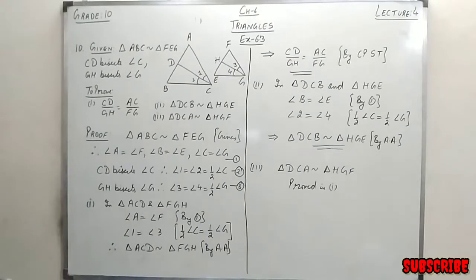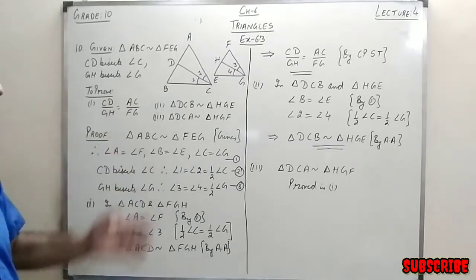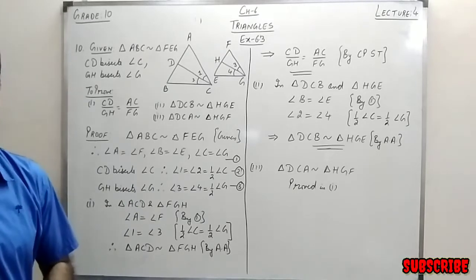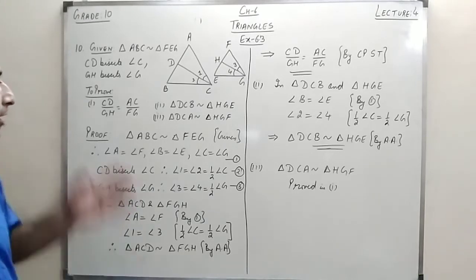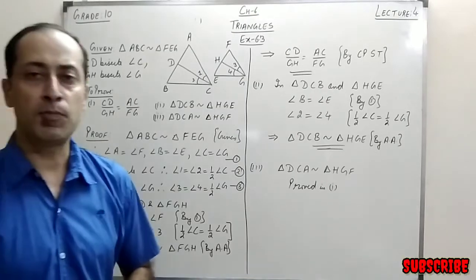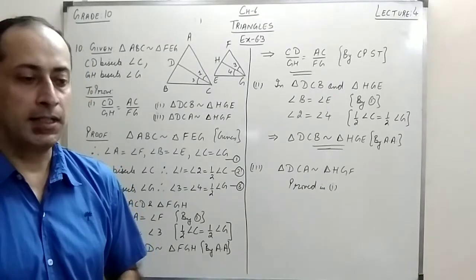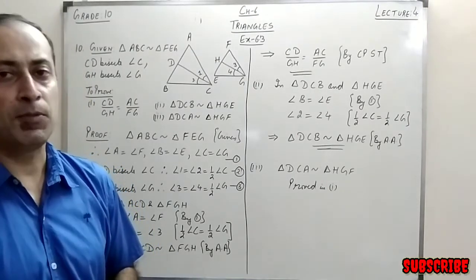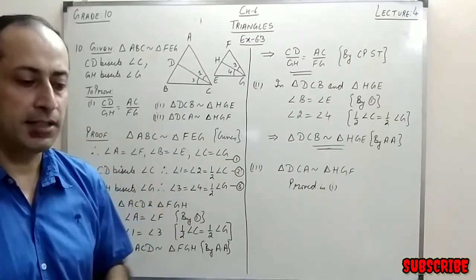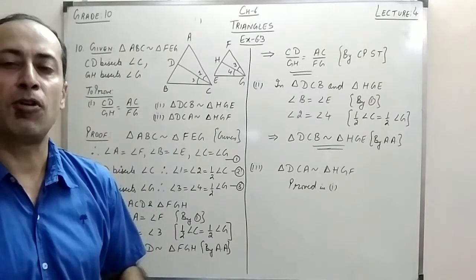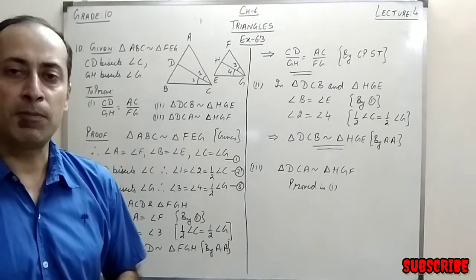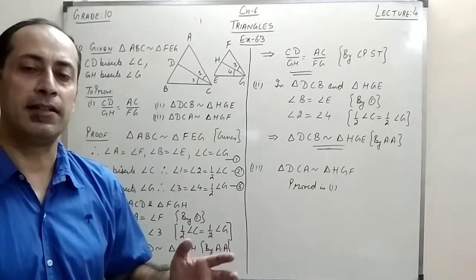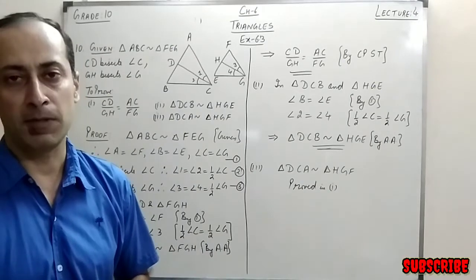Now what we have to prove? We have to prove that CD upon GH is equal to AC by FG, and triangle DCB is similar to triangle HGE, and triangle DCA is similar to triangle HGF. Now if we see the first part, since we have to prove that the two ratios are equal, this can be proved in two ways. The first is the basic proportionality theorem, also called Thales theorem. And secondly, if we prove that the triangles are similar, then the ratio of their sides can be equal.